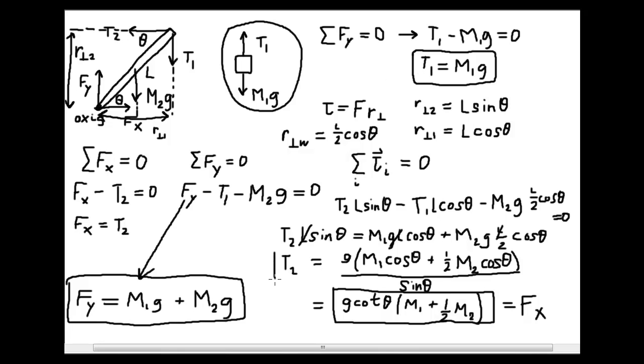So let's just check units to make sure that all of these are actually legitimate forces. Fy is a mass times gravitational acceleration, that's a force. T1 is a mass times g, and then T2 and F sub x are both g times a mass times a cotangent, which doesn't have any units. So we've got our answer here. All of these have the right units, and it's a relatively simple kind of problem to solve.